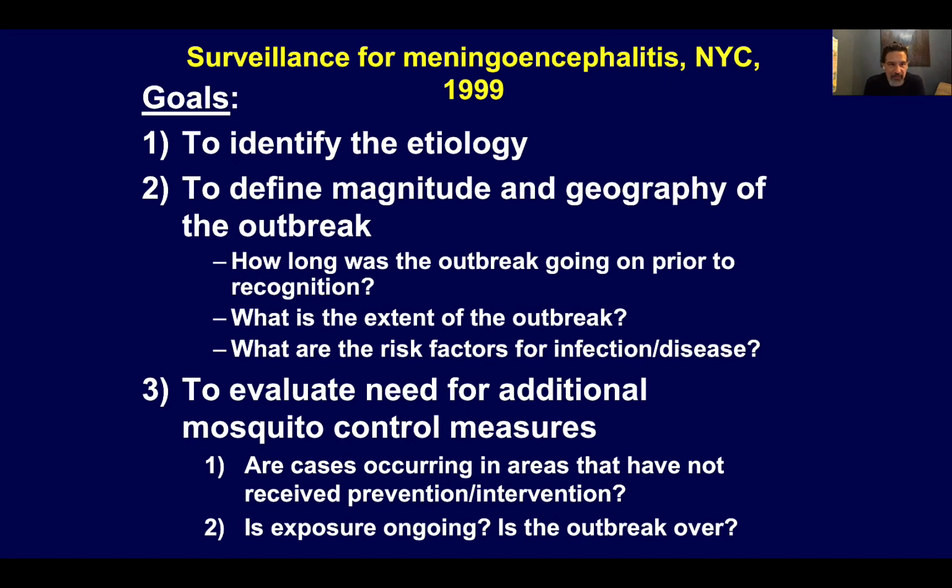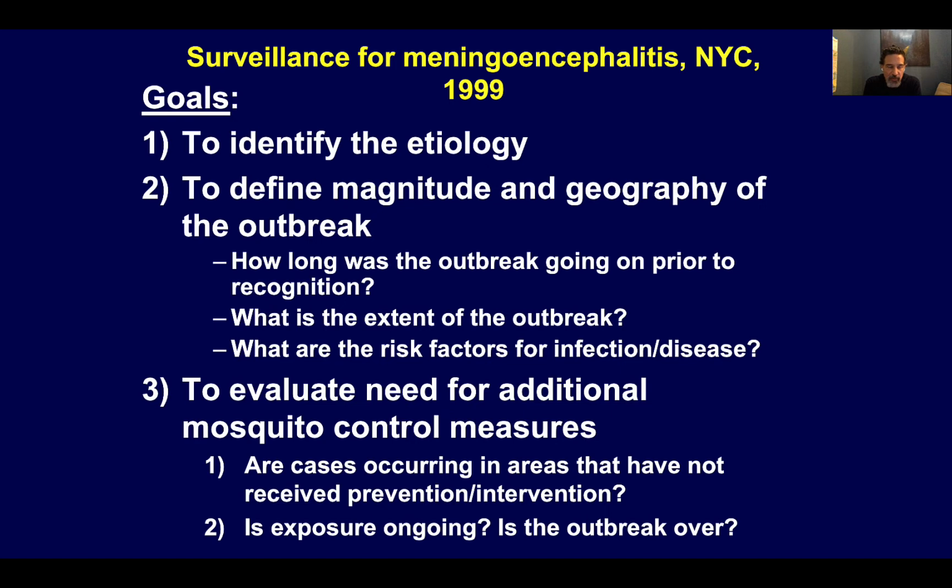At this point, though, the outbreak is still ongoing and more cases are occurring. And as we've talked about in prior sessions, the goals of surveillance can change over the course of an outbreak. And we were focused very early on identifying the etiology and defining the magnitude and geography of the outbreak. But once those were identified, there were additional goals to understand whether or not there might be the need for more mosquito control measures, either in areas that have not received spraying before because there hadn't been cases there. Are there cases occurring there now, and thus identifying a need for targeted intervention? Or even in the areas that were sprayed, are there new cases that are cropping up again?